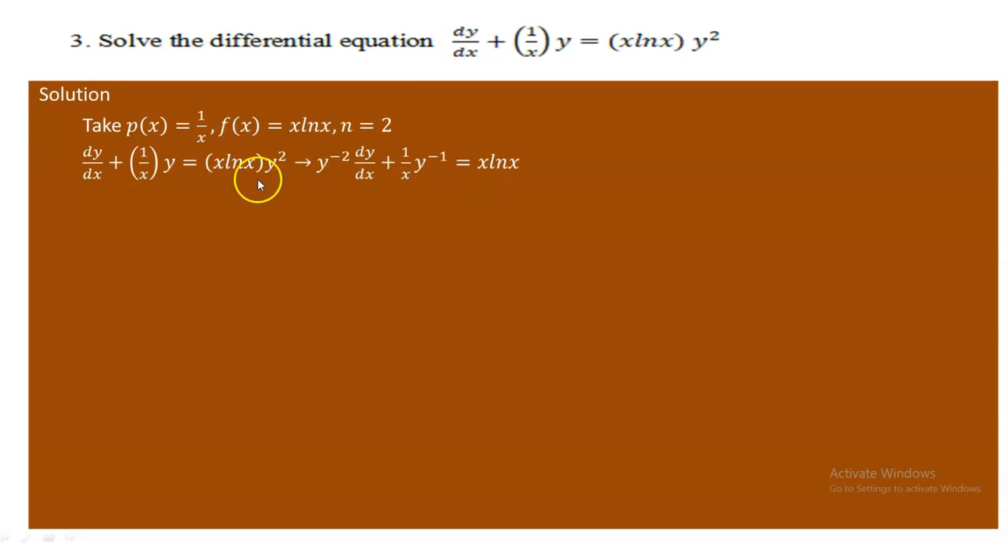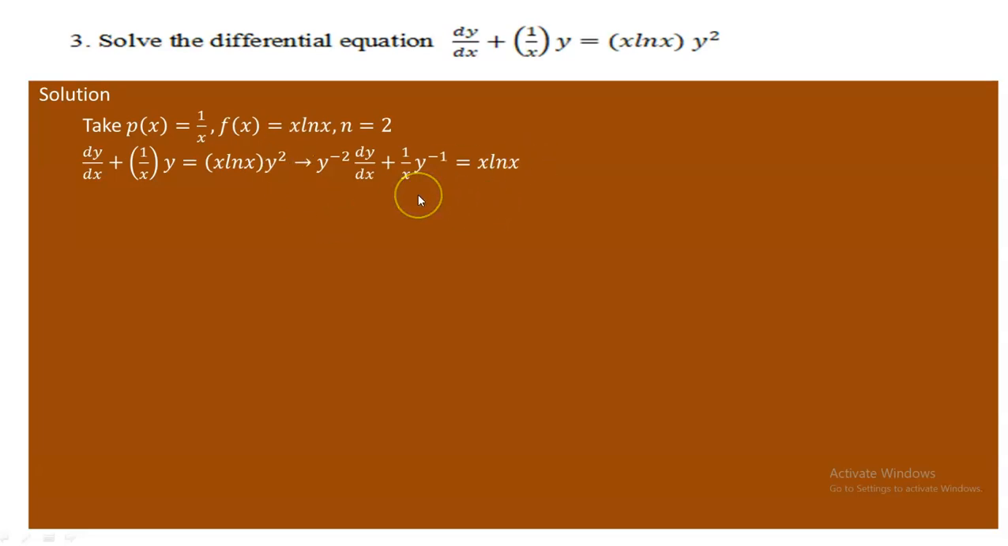What I did here is I just divided the whole thing by y squared. In dividing the whole by y squared, this is y to the power of minus 2 dy over dx, plus, as you are dividing this by y squared, 1 over y is going to come, which is y to the power of minus 1. No more y squared, so x ln x can come.